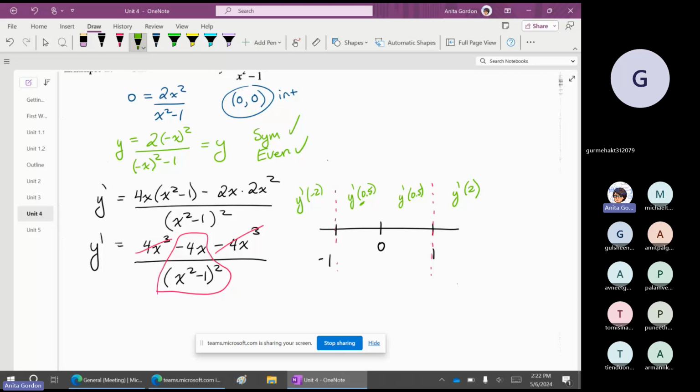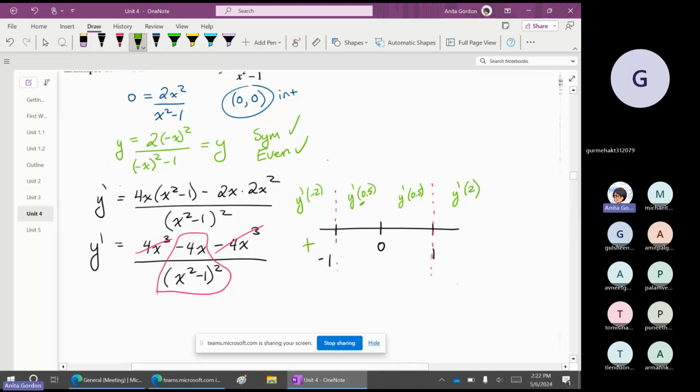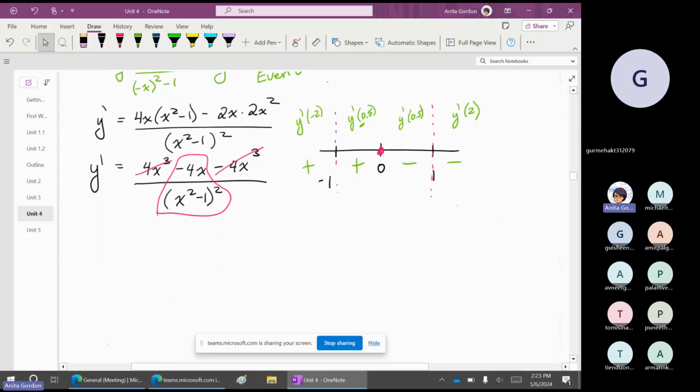What did you get for the first one? Should be positive, yeah? And then the second one? Positive again. And then the next one should be negative. And should be negative. Okay, so we have an intercept at 0, asymptotes at 1 and -1, and now we know the intervals. On the left side, it's increasing. On the right side, it's decreasing. So let's move on to double prime.